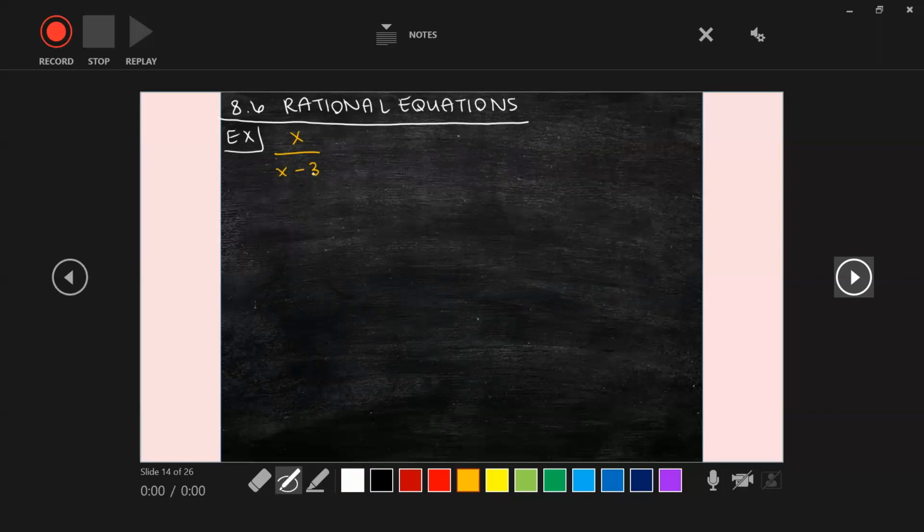So an example of this is x over x minus 3 plus x over x plus 3 equals 2 over x squared minus 9. I see a bunch of fractions. So what I need to do is I need to get my LCD. And I use LCD instead of LCM here because it has to do with my denominator instead of a multiple. But it's this exact same process.